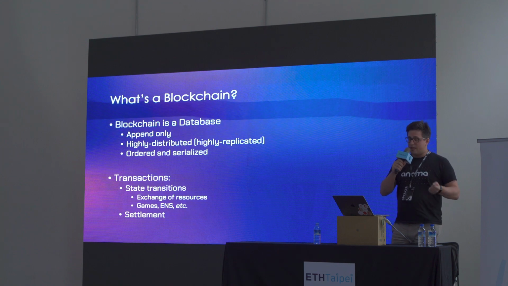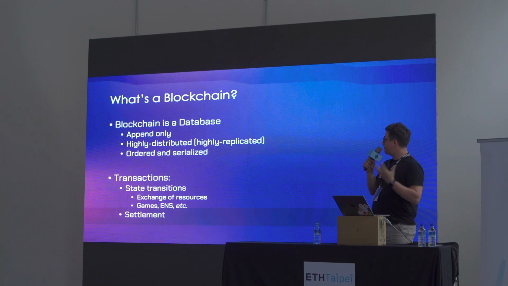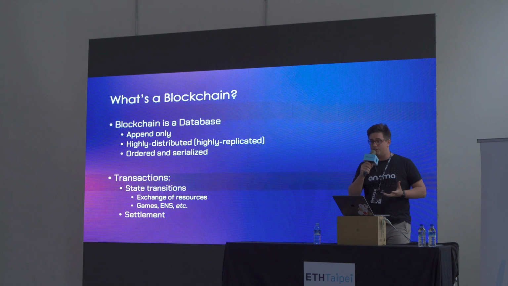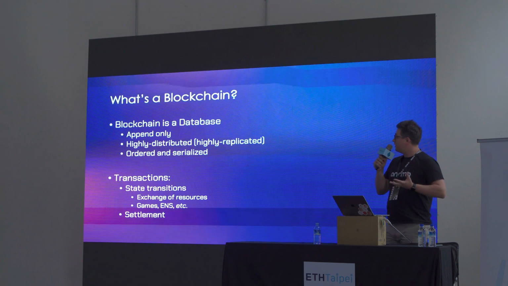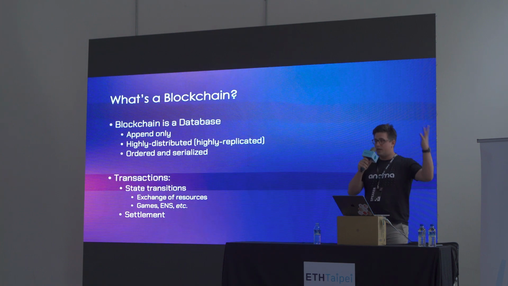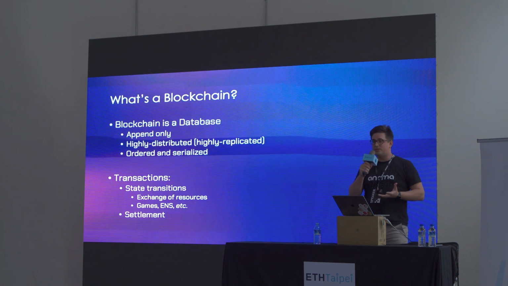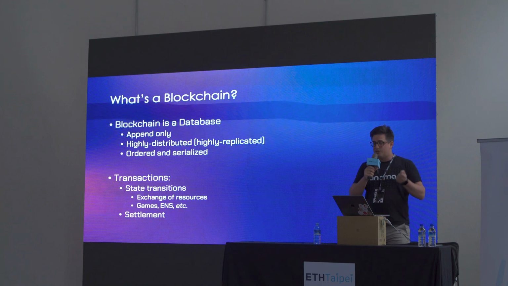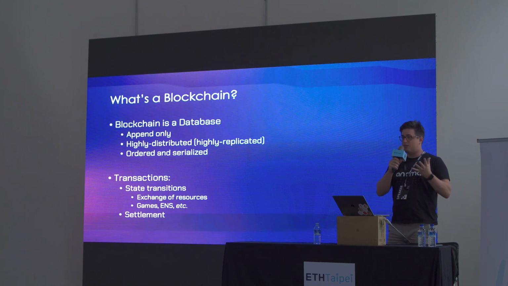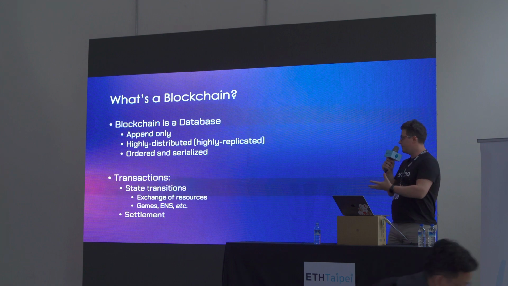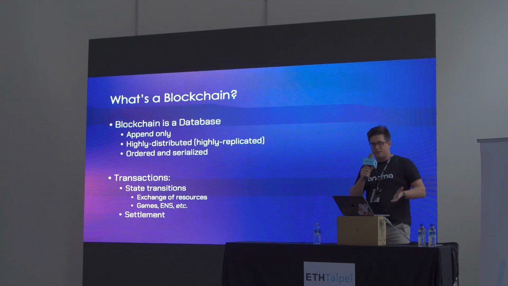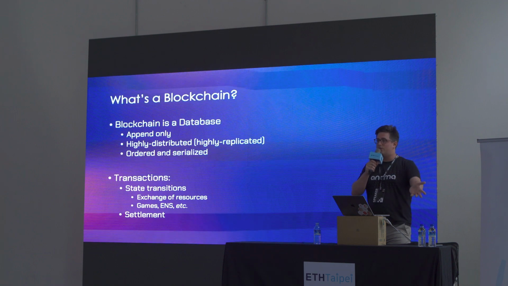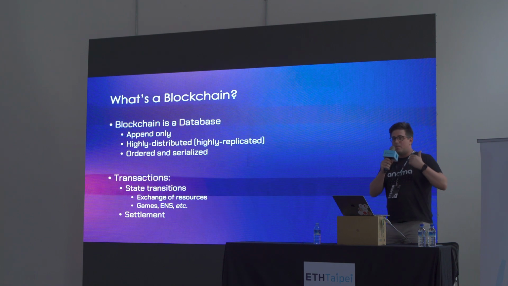It is ordered and serialized. And it stores records, and we call these records transactions. And these transactions contain state transitions. So the database as a whole contains the global state, and these transactions contain state transitions. So we go from one state to a different state. Typically, the state is an exchange of resources. I send tokens to you, you send tokens to me. But it could be anything else.